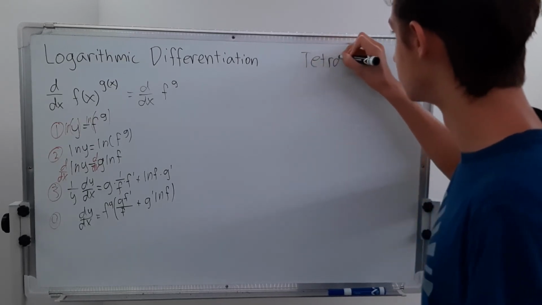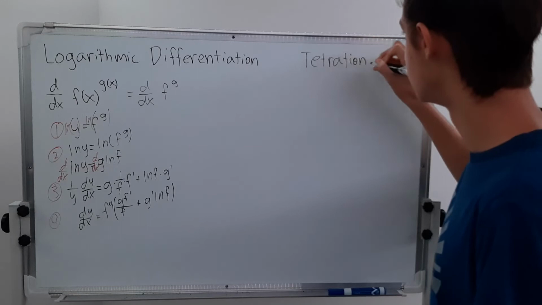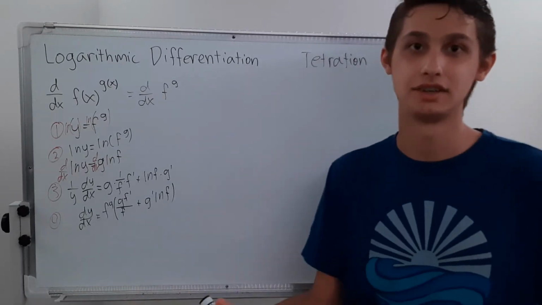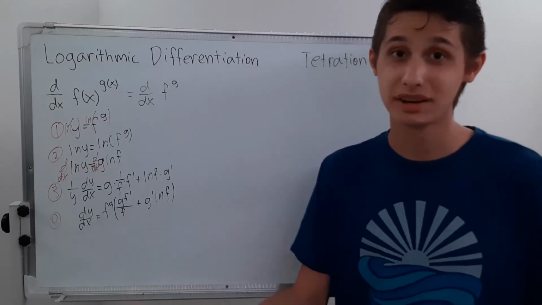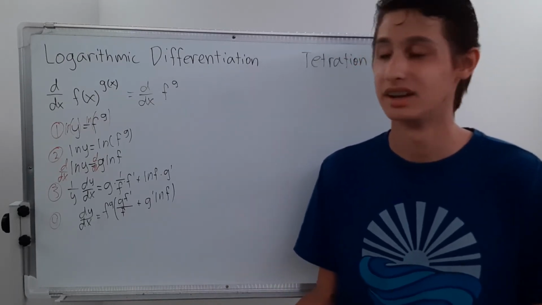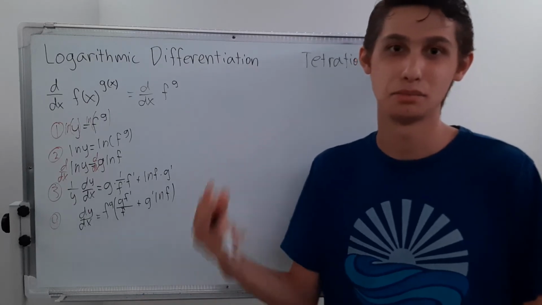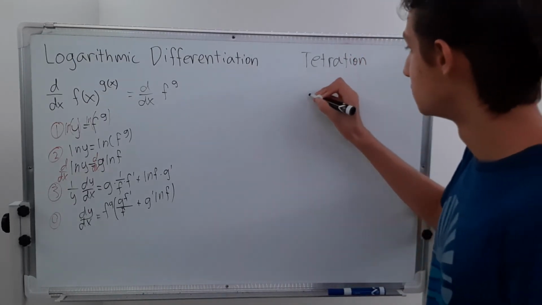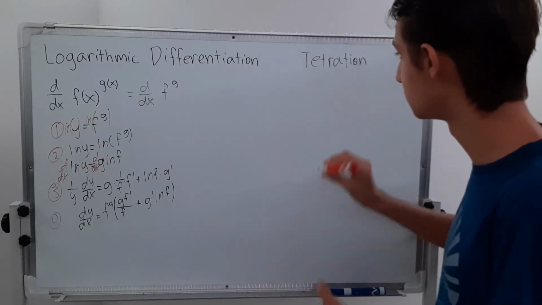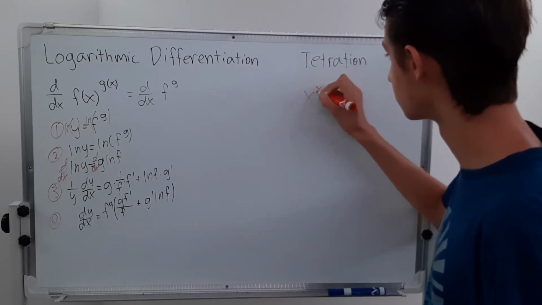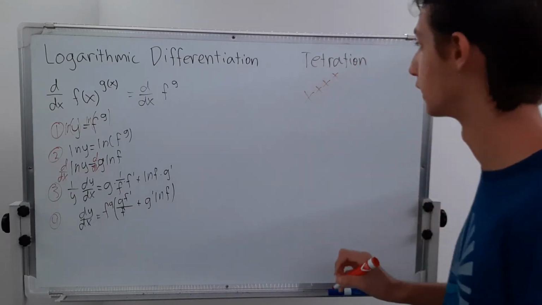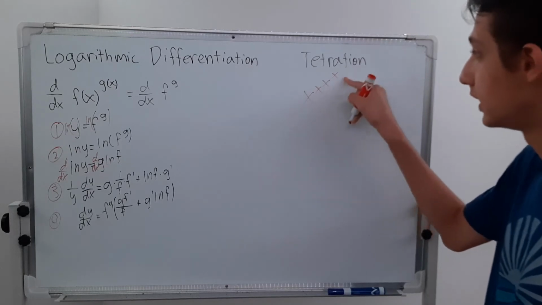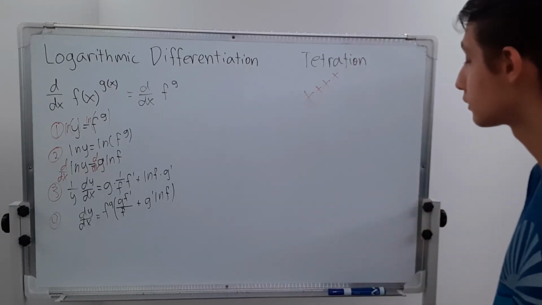Titration. What this is, is repeated exponentiation. So we know that multiplication is repeated addition. Exponentiation is repeated multiplication. Titration is repeated exponentiation. So let's say we have x to the x to the x to the x, okay? This is pretty wild. We're taking the exponent several times.